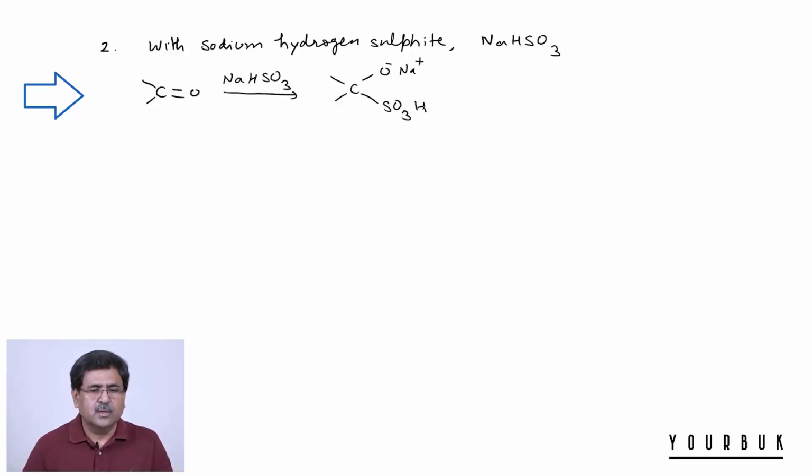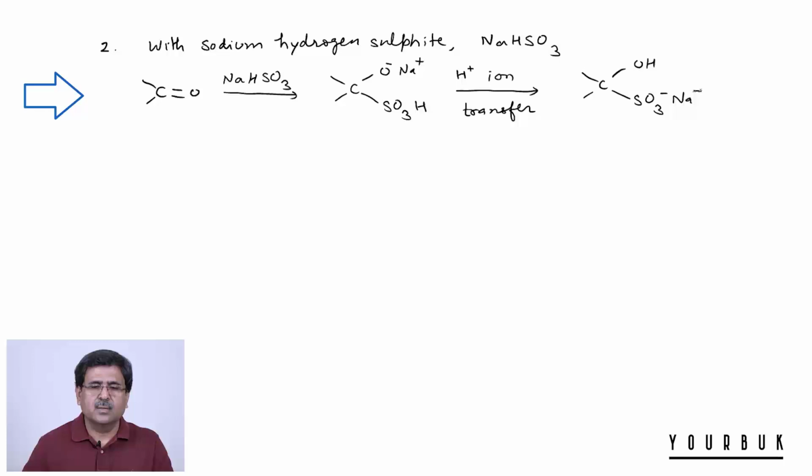But in this product, you have a very strong base, an alkoxide anion, present. You also have a sulfonic acid group present. So what happens? The transfer of H+ ion takes place from the sulfonic acid group to the alkoxide anion. So the second step is H+ ion transfer, and it results in the formation of this crystalline product. This product is called a crystalline product.